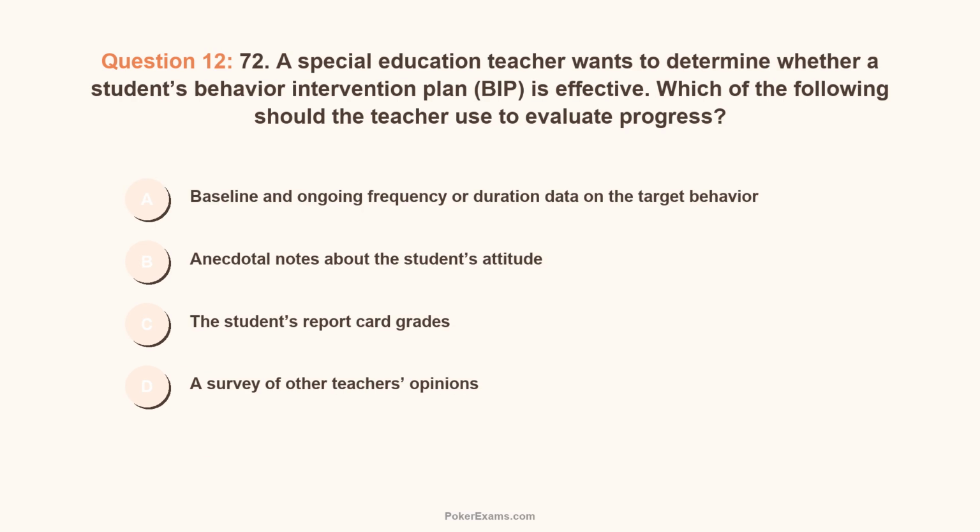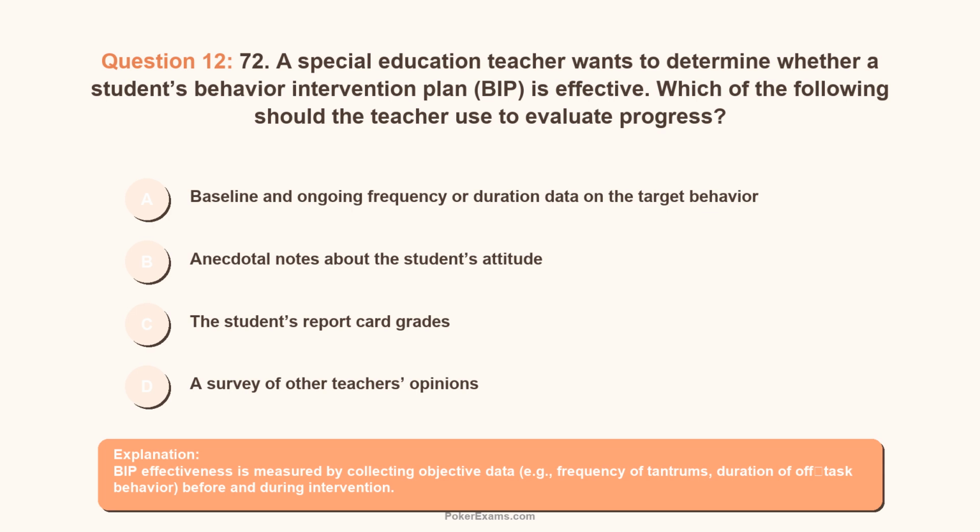Question 12. 72. A special education teacher wants to determine whether a student's behavior intervention plan, BIP, is effective. Which of the following should the teacher use to evaluate progress? Baseline and ongoing frequency or duration data on the target behavior. Anecdotal notes about the student's attitude. The student's report card grades. A survey of other teachers' opinions. BIP effectiveness is measured by collecting objective data, e.g., frequency of tantrums, duration of off-task behavior, before and during intervention.